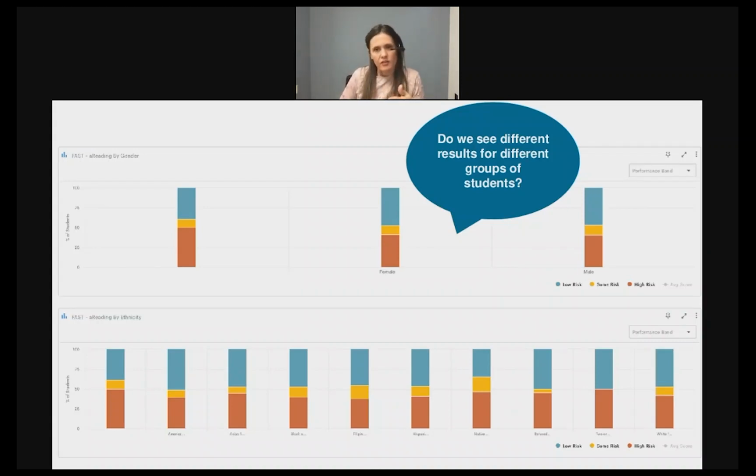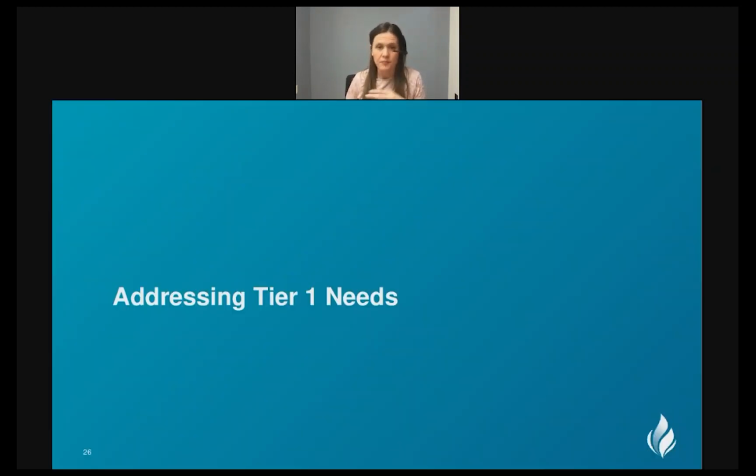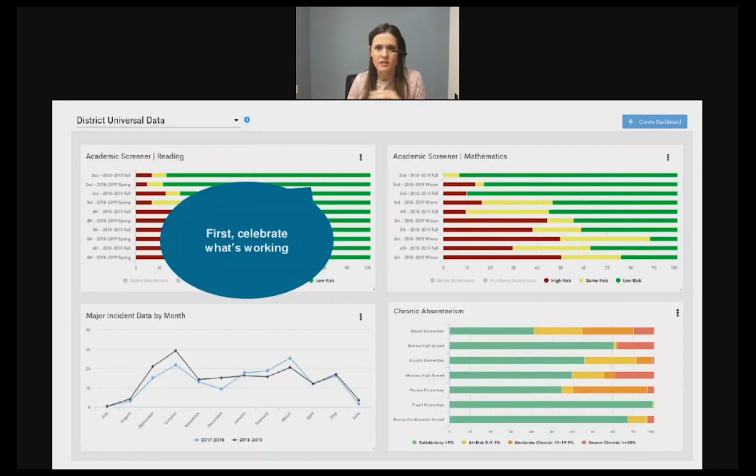Also taking another layer look at this is to look at whether or not we see different results for different groups of students. So do we see any differences with gender? Do we see differences with students with different ethnicities? So are we making sure that we're being equitable in our approach to working with all students? And I know I've done some presentations on that in the past. I'm sure you could look that up if you're ever interested.